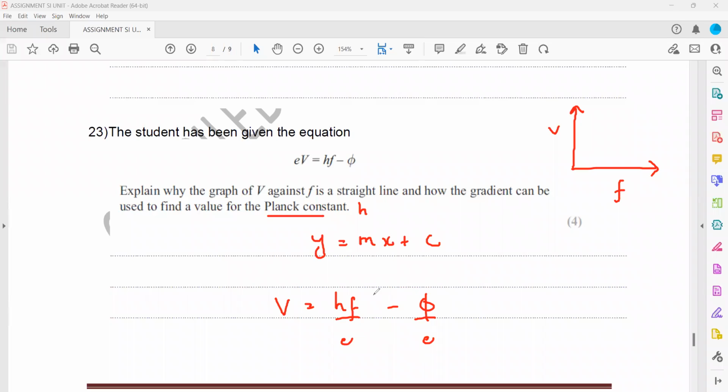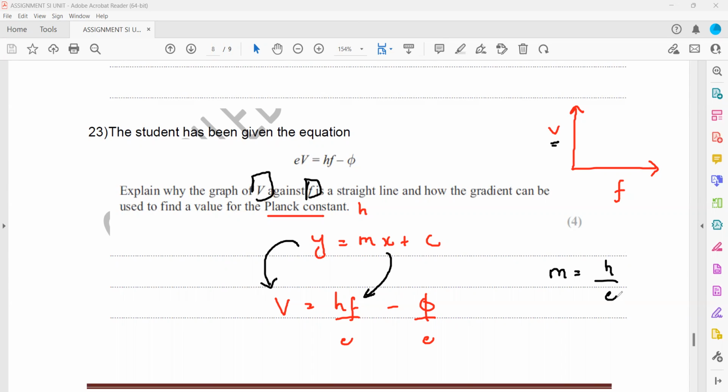So now we will compare with the equation of a straight line. What is the equation of a straight line? y equals mx plus c. So on the y-axis, if I plot V, as you can see on the y-axis we have V. On the x-axis, if we plot F, because we want to plot a graph between V and F. So on the y-axis we have V, on the x-axis we have F. What is left other than x is the gradient. So what will be the gradient? The gradient will be equal to h divided by E.